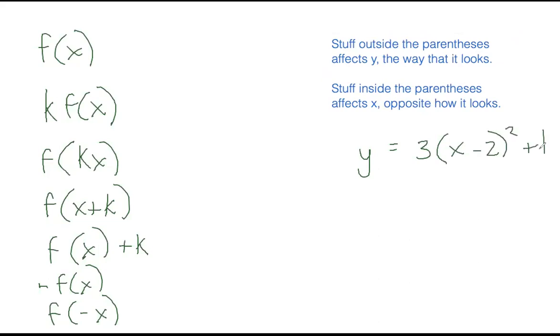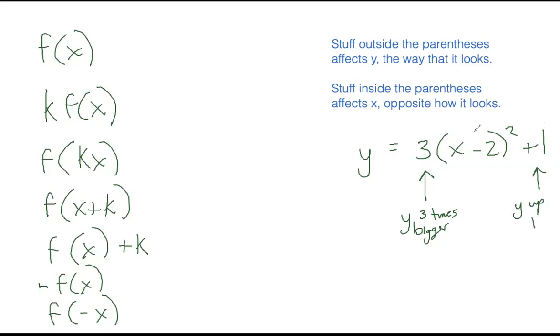So if we have y equals 3, and we want to compare it to just the regular graph of y equals x squared, okay, this is outside the parentheses. It looks like it would make things 3 times bigger, and it does. And it affects y times. So it's 3 times as tall, right? This is outside the parentheses, so it affects y. It looks like everything would move up 1, and it does. It moves everything up 1.